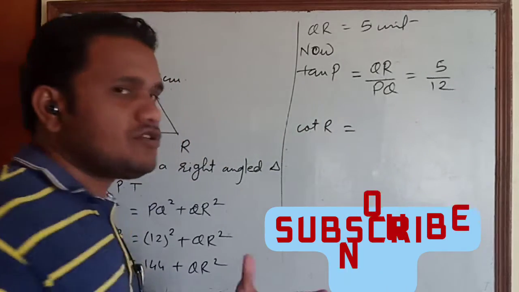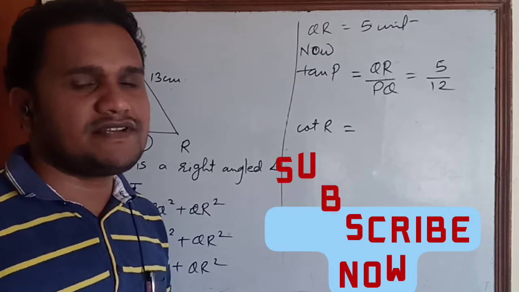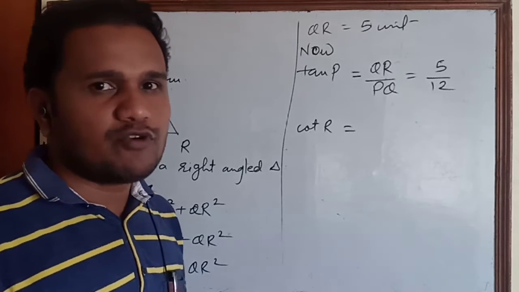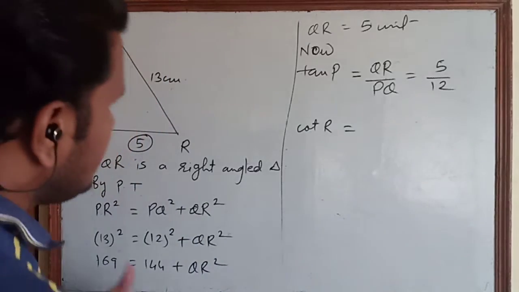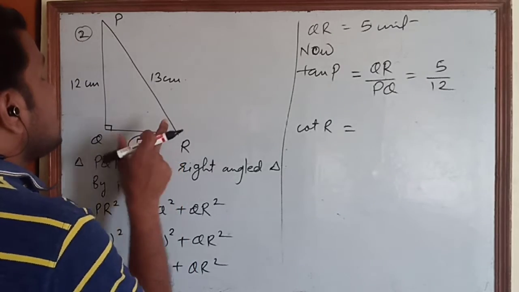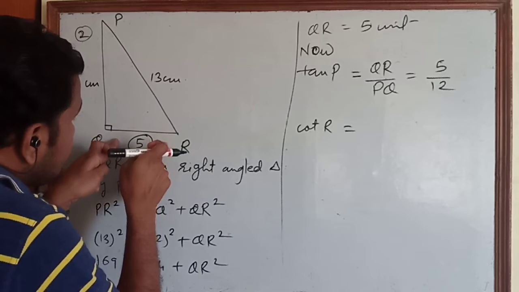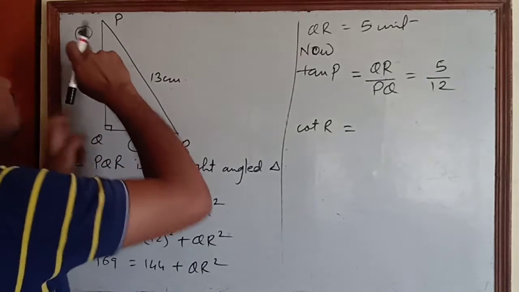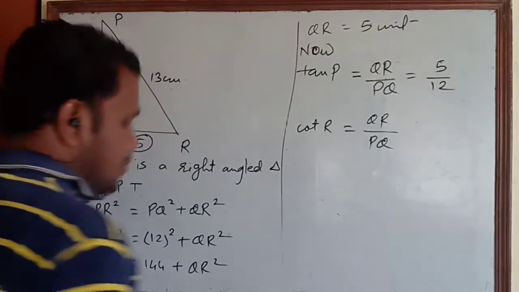Cot R. What is the cot ratio? Cot ratio is the inverse of tan. Tan is opposite upon adjacent. Cot is adjacent upon opposite. Okay. But cot R, cot R is adjacent. See, you have to listen. Cot R: adjacent QR, opposite PQ. Adjacent is QR, opposite PQ.